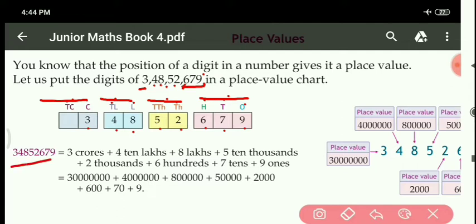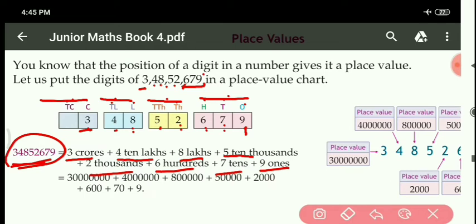Okay, so as you can see here, downside is written the expanded form also of this number. 3 is given at which place? Crore. So it is 3 crore plus 4 ten lakh plus 8 lakhs plus 5 ten thousands, then 2 thousands plus 6 hundreds, 7 tens, and 9 ones only. It will be the expanded form of this number. So firstly we will write the number into the place value chart, then we will write the expanded form.